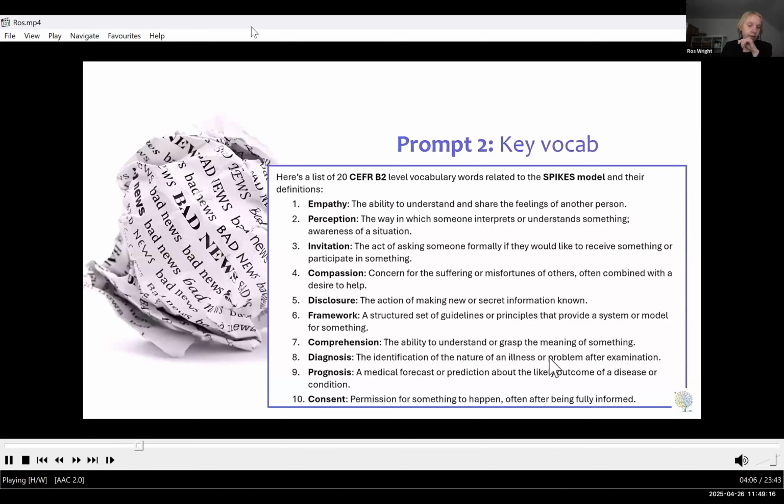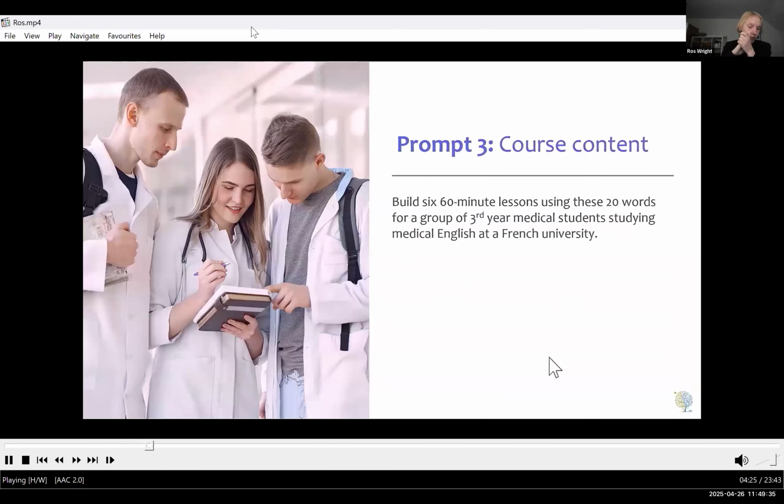Now, looking at the words and their definitions, I could certainly see many that were of use and may indeed be new to my third year medical students. Words like empathy, perception, and consent, as well as the difference between diagnosis and prognosis. Next step was to ask ChatGPT to create 60-minute lessons for my target audience. And following Rob's example, I asked it to base the lessons around the 20 keywords.